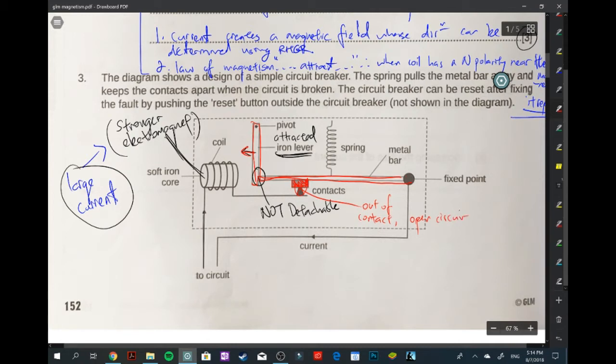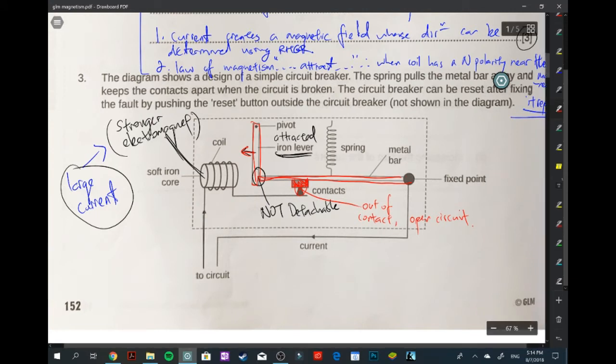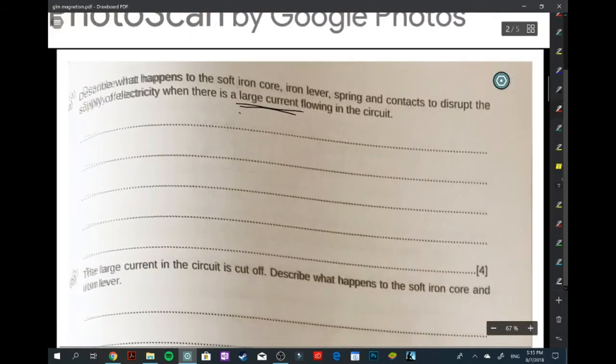Now it's functioning like the doorbell. So if you know how the doorbell works, this should be a breeze. Now when it's out of contact, this will stop being an electromagnet, and when it stops being an electromagnet, this thing won't be attracted. The spring will actually pull it back to its original position. So that's how this circuit breaker works in a nutshell. Now the answer is actually quite straightforward.